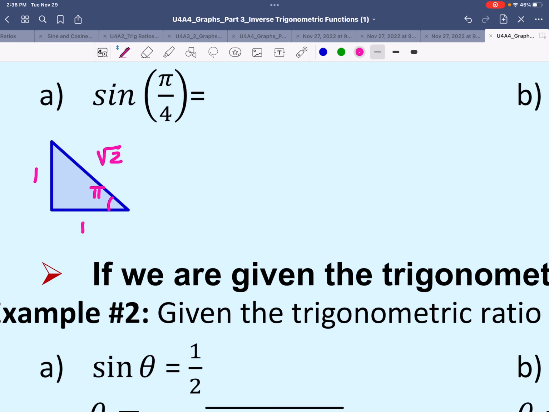And here is the angle pi over 4. We're going to say that the sine of pi over 4 is opposite over hypotenuse. In our case, 1 divided by square root of 2. So this would be the answer.